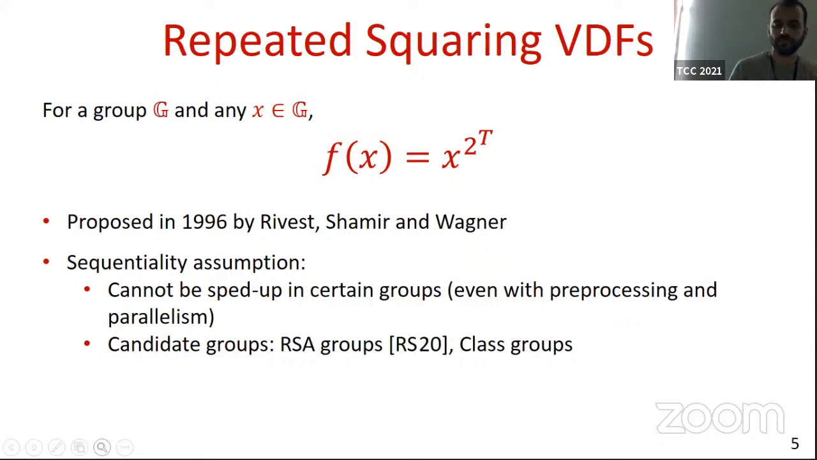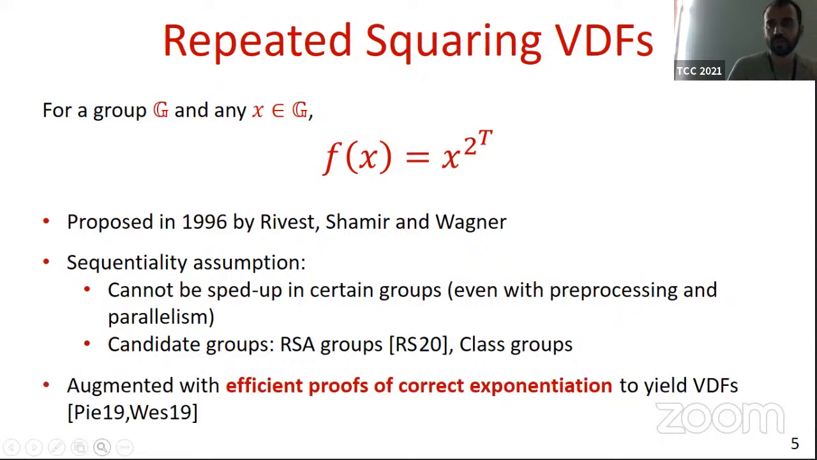Now, going back to VDFs, the way you get a verifiable delay function from this delay function is by augmenting it with a proof of correct exponentiation. This is a protocol in which a prover convinces a verifier that some group element y is indeed equal to x raised to the power of 2 to the t. Such protocols were constructed by some recent work, starting with the works of Pietrzak and Wesolowski. And the way you get a non-interactive proof from this protocol is simply by applying the Fiat-Shamir heuristic.